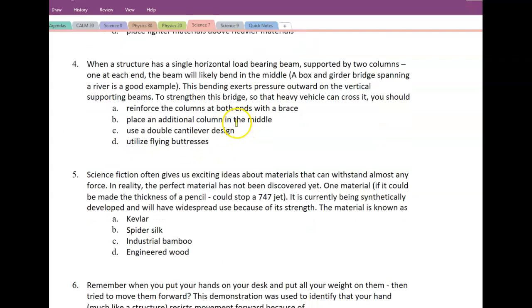When a structure has a single horizontal load, such as a beam supported by two columns at each end, that beam in the middle is likely to buckle. That bending exerts outward pressure on the vertical supporting beams. To strengthen this bridge, usually that additional column is probably one of the best things that we can do.